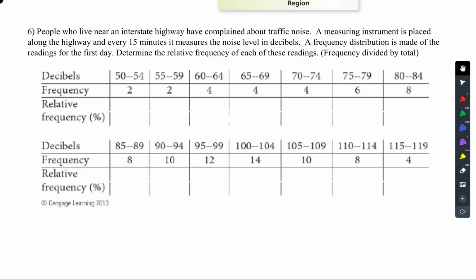The first thing you do is figure out the total readings, or the total frequency, however you want to think about it. Long story short, you're going to take 2 plus 2 plus 4 plus 4 plus 4 plus 6 plus 8, and add all those up. I forgot what it was, 96. You guys know how to add, so I'm just saying it's 96.